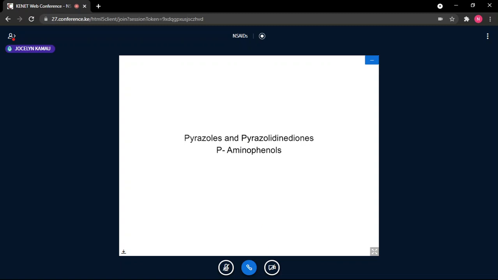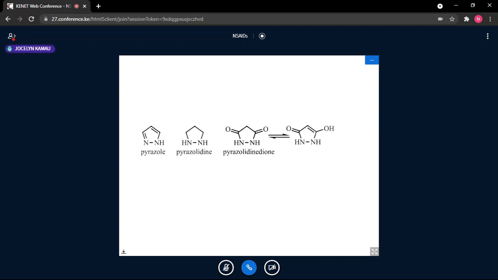You study it much later. So when we look at these drugs, this is a pyrazole. Pyrazole is a ring where the two nitrogens are adjacent to each other, and then it has unsaturation. So it has two nitrogens adjacent to each other, and then 3 carbon atoms with unsaturation. We talk about the pyrazole where there is unsaturation.